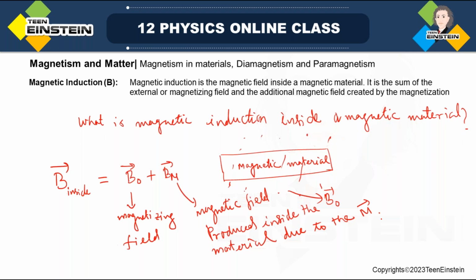So what have we learned? We have learned what is called magnetic induction, that is, the magnetic field inside the material. Magnetic induction means magnetic field inside a magnetic material. This is very important to understand: magnetic induction is always inside the magnetic material, not the outside external magnetic field.